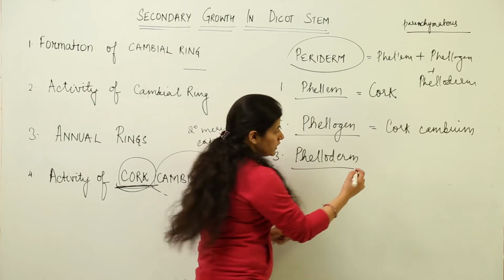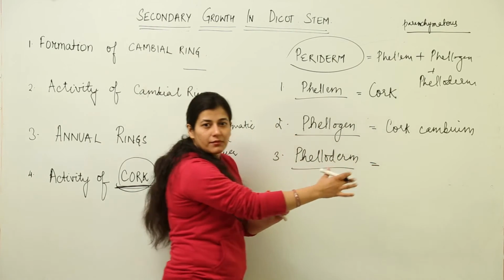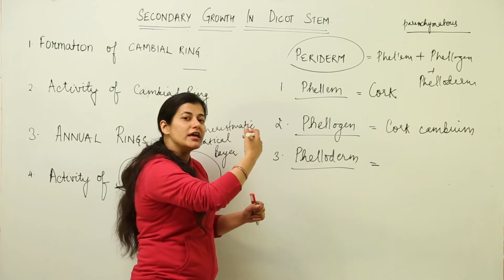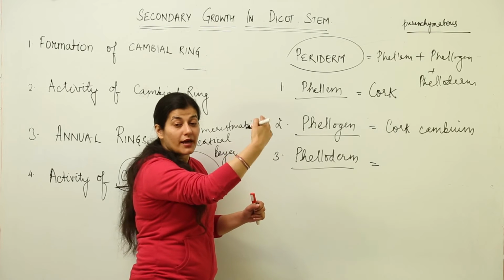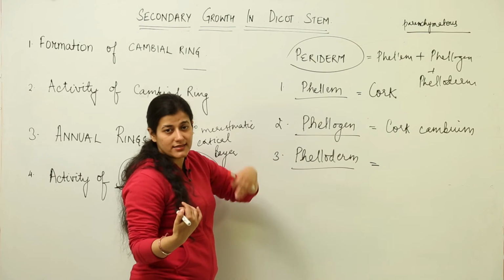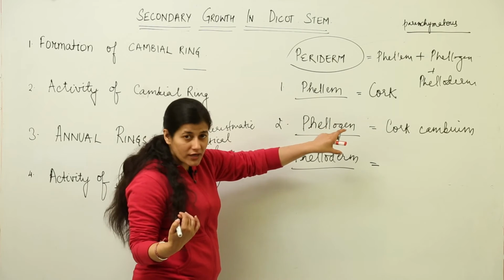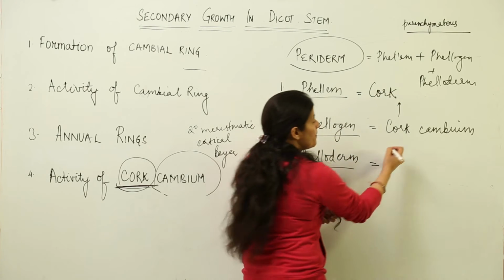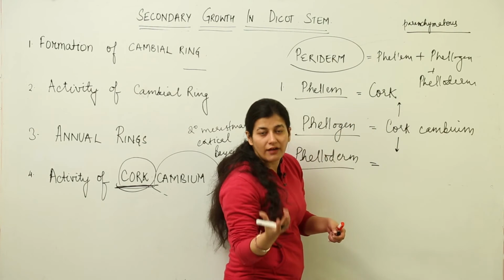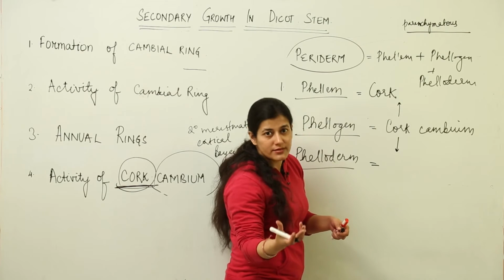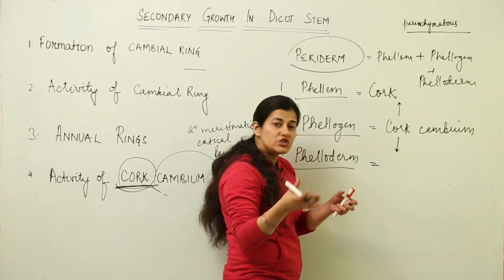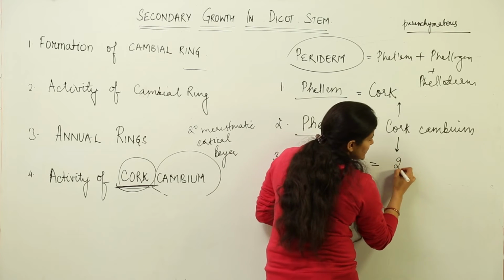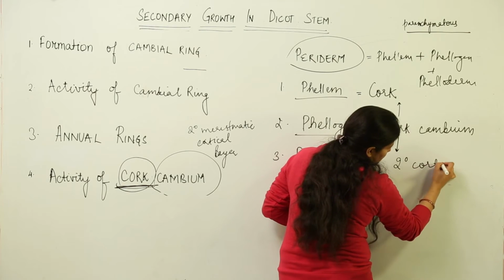Now moving inwards, the cork cambium, because it is cambium and its activity is like the cambium that we have studied earlier, where it gives rise to secondary xylem towards inside and secondary phloem towards outside. This cork cambium also gives rise to cells of cork towards outside and parenchymatous cells which have chloroplasts in them, which perform the function of photosynthesis at times, which are present for storage of material, known as secondary cortex. Why is it secondary?